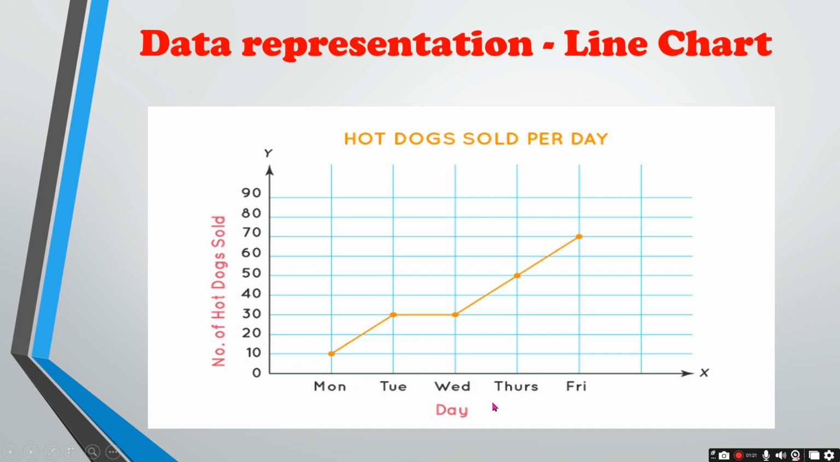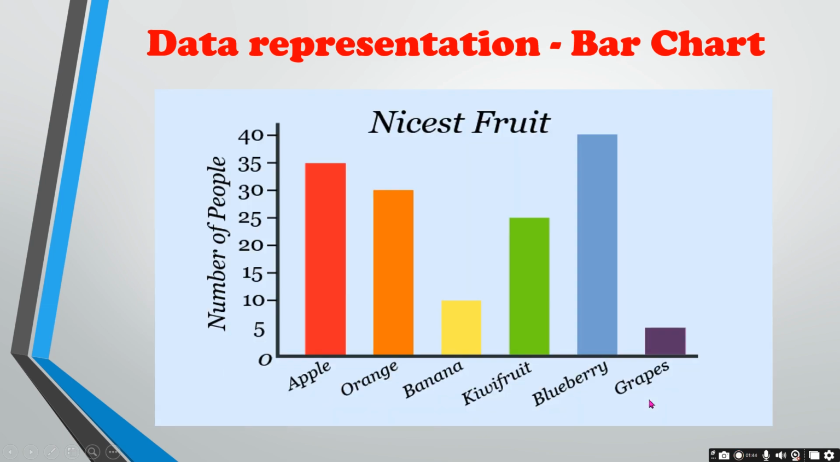For example, on Monday, 10 hot dogs are sold. And on Friday, the corresponding point for Friday is 70 on the y-axis. So 70 hot dogs are sold on Friday. Using the visual representation, it is very easy to understand the data.